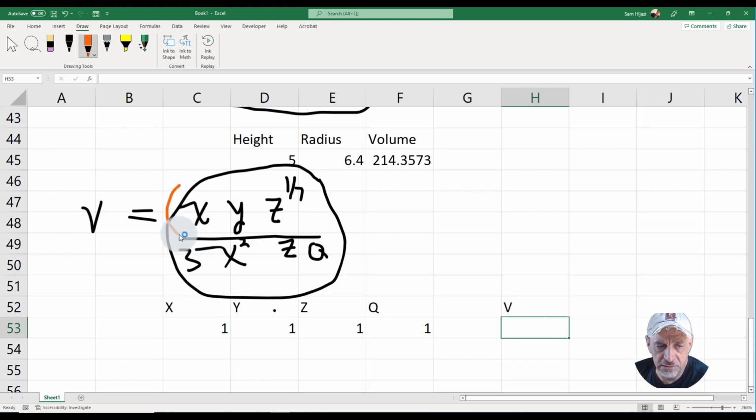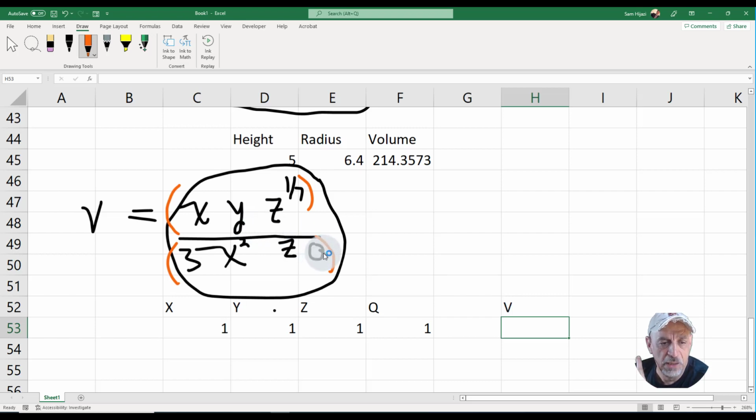First of all, let's notice that this whole thing is divided by this whole thing. So we have to start with this open parenthesis here, and notice that the z is raised to 1 over 7. And of course, x raised to the 2nd power as well. So all this must be taken into consideration.